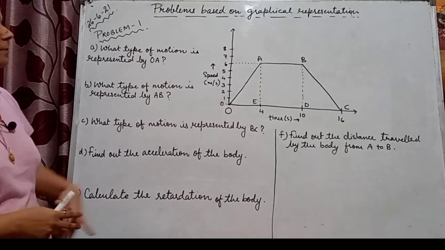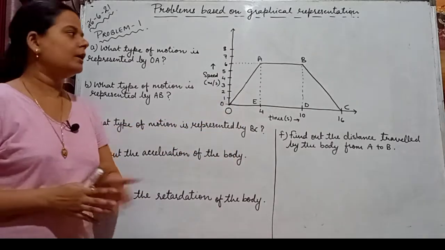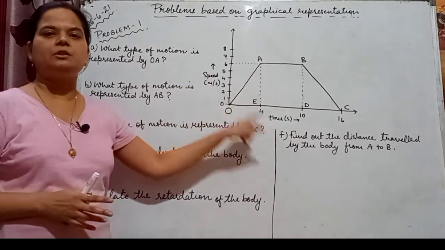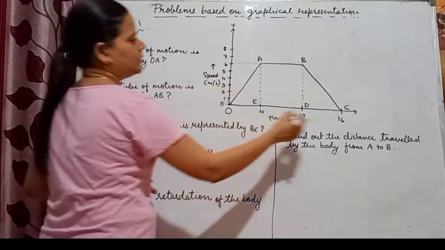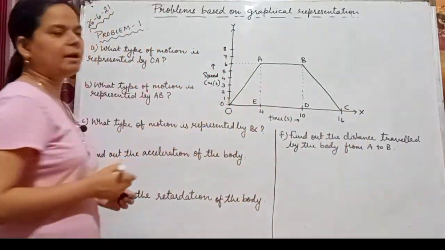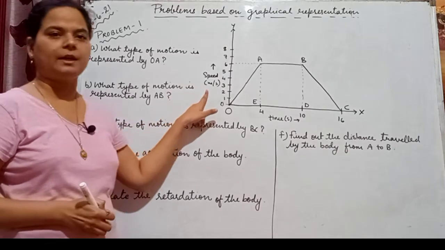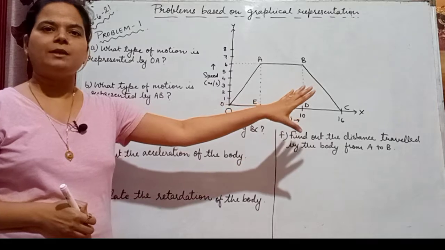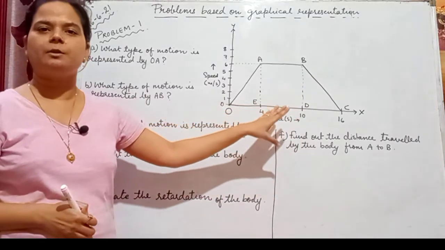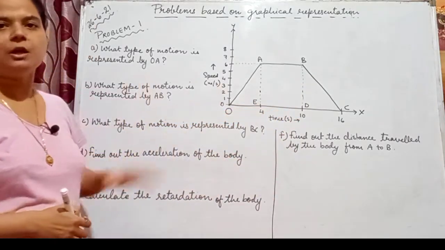In this question, this is a graph given to us. This graph is the speed time graph. You can see that on y-axis speed has been taken and on x-axis time has been taken. The speed is in meter per second and time is in seconds. So this is the graph given to us. Now let us try to interpret the meaning of the graph. Then we will move to the questions.